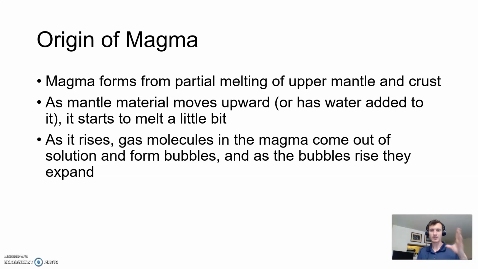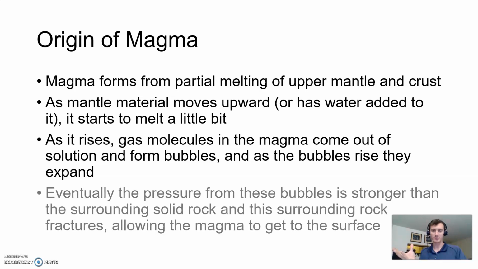As it rises, gas molecules which are dissolved into the magma come out of it, and the magma begins to build in terms of pressure until it reaches such intense pressure that it overcomes the strength of the rock between it and the surface, and it bursts out, and we have an eruption.